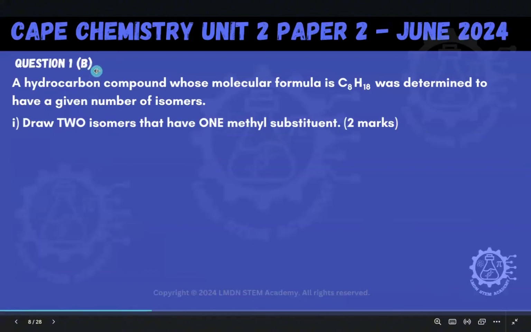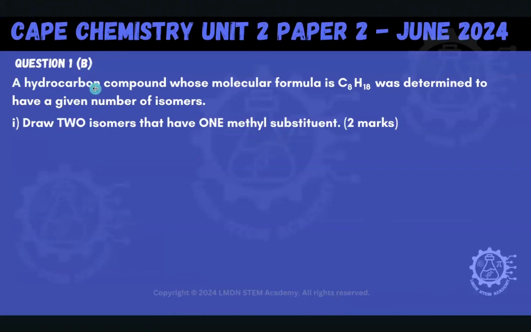So we are at 1B now. 1B says that a hydrocarbon compound, molecular formula C8H18, was determined to have a given number of isomers. So it's the same setup. Now we're being asked to draw 2 isomers that have 1 methyl substituent. So what are we doing? We're drawing some chain isomers where we're changing up the carbon skeleton between them. Same molecular formula, guys, but we're changing their backbone, the carbon skeleton. There are others that we could come up with, but here are 2 that I drew here.